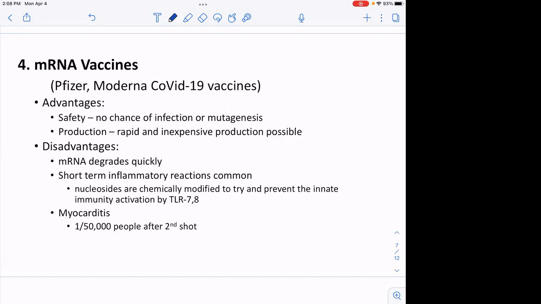And this company, Moderna, that name comes from modified RNA. So some advantages to this type of vaccine. Because the vaccine is basically just a piece of RNA that's been kind of doctored a little bit, it's very safe in terms of the patient. There's no chance that the patient can get the infection that we're trying to vaccinate against. It's not going to mutate the patient in any way. We don't make DNA from RNA, remember, ever in our cells.